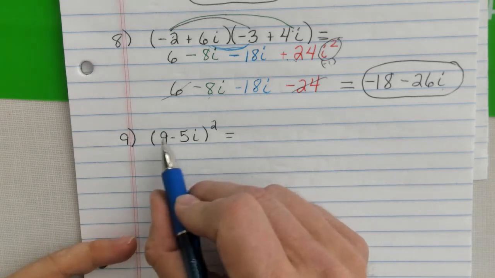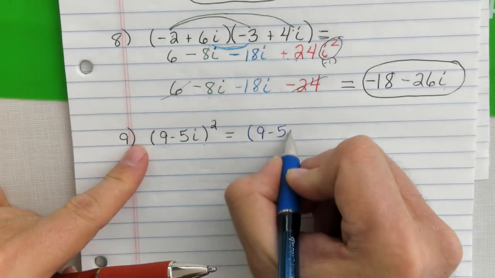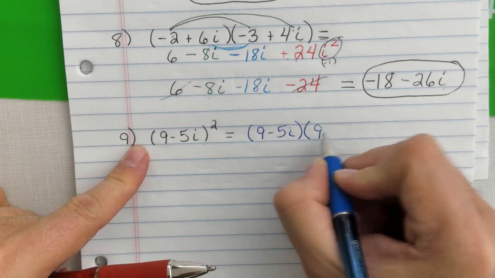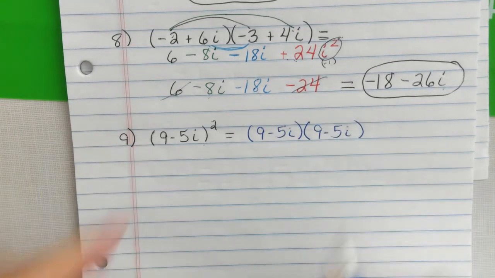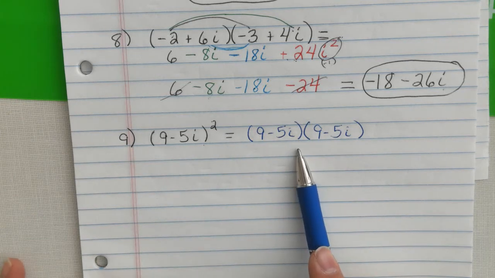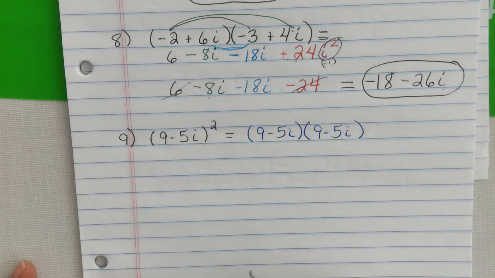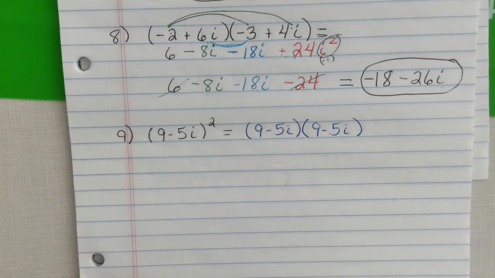Okay, you write this. You write it twice. You don't just square the 9 and square the 5i. You write it with the two sets of parentheses. Isn't that what squared means, times itself? So once you have it written with the two sets of parentheses, do what we did on the other problem, number 8.